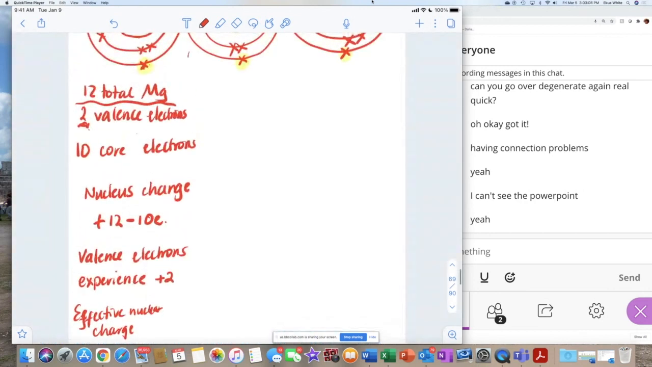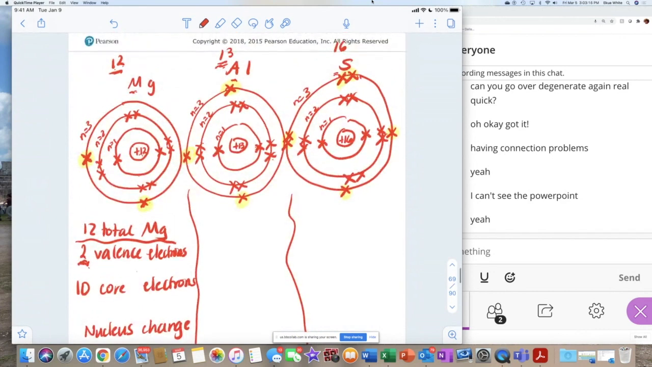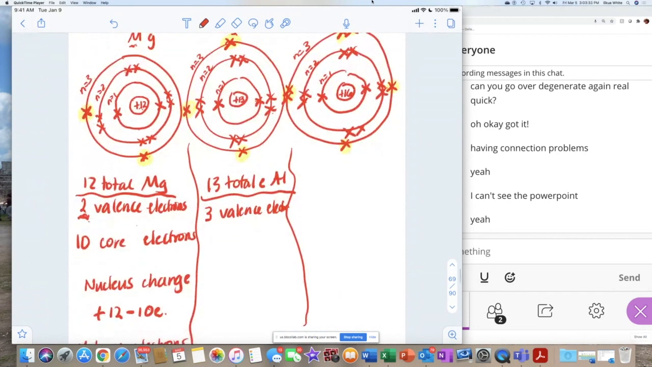Okay. So I'm trying to separate these concepts here, right? This is what happens with magnesium. Now let's look at aluminum. Aluminum started off with 13 electrons, right? 13 total electrons with aluminum. Let's see the breakdown. From the 13 electrons, we said there's 3 valence electrons from aluminum, right? That means the remaining 10 are core electrons.